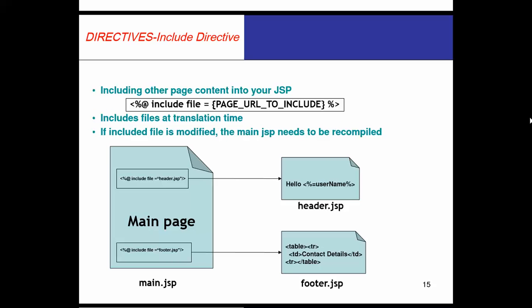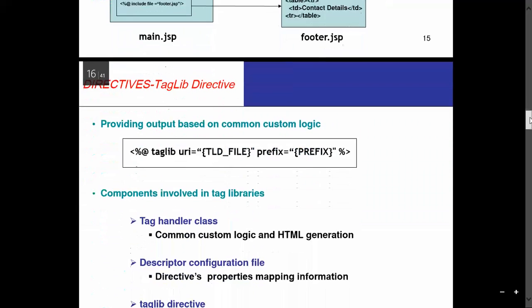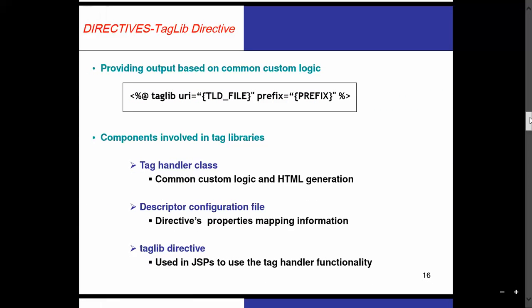And next, coming to tag libraries. The taglib directive is another important directive which also reduces a lot of work. Let me explain with an example. The syntax is taglib uri, it's not URL, keep that in mind: taglib uri equal to your taglib directive file, prefix equal to some prefix name, whatever prefix name you like, you can just put there.